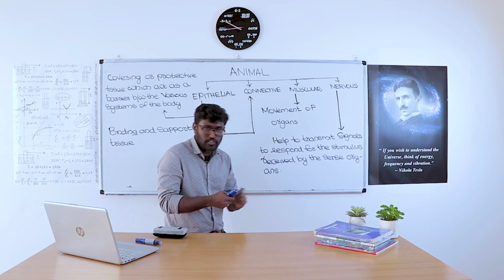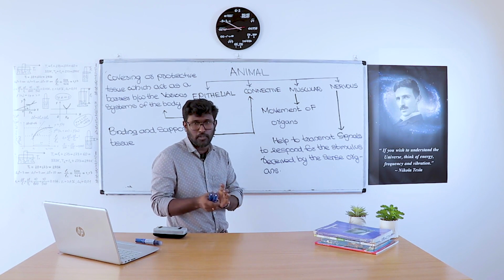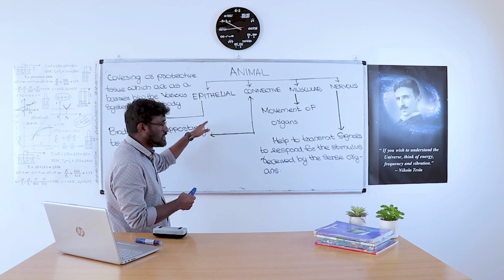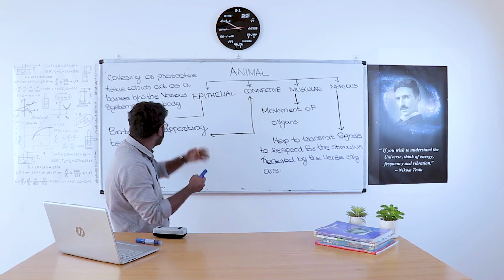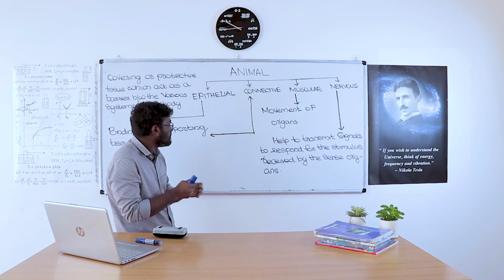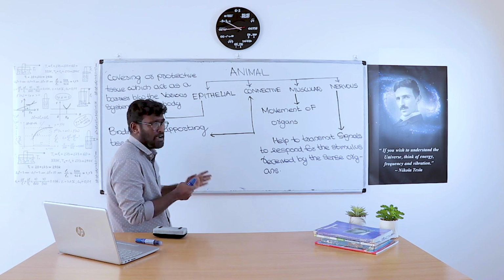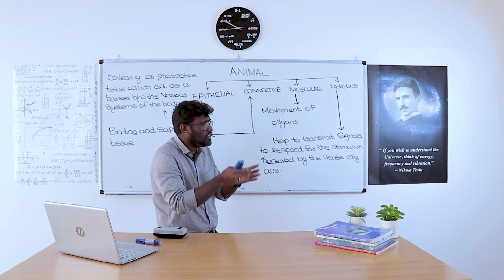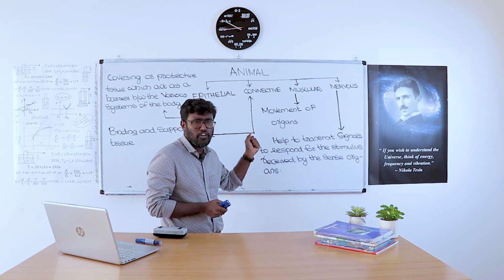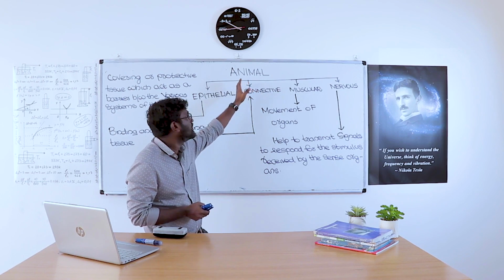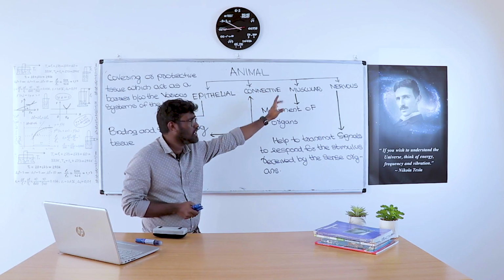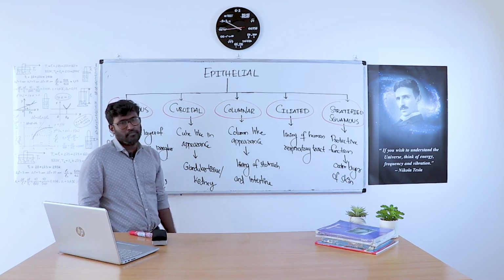So the nervous tissue simply helps us to respond to the signals received by the sense organs. What about epithelial tissue? It is the protective and covering tissue. Then what about the connective tissue? Binding and supporting tissue. What about the muscular tissue? It helps us in the movement of the organs. These are the four main classifications of animal tissue: epithelial tissue, connective tissue, muscular tissue, and nervous tissue. Now moving to the epithelial tissue.